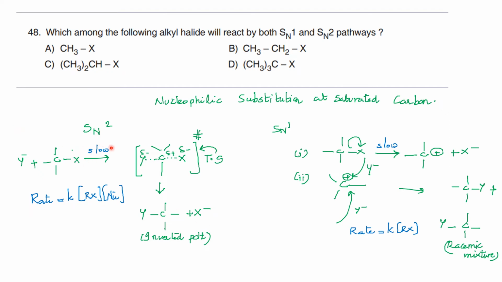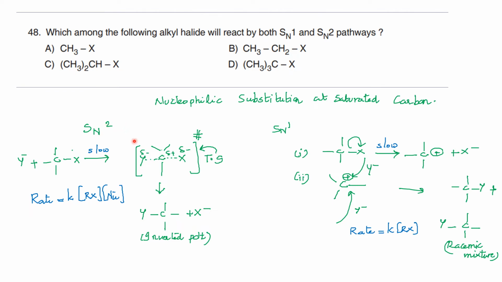Now, this is a single step reaction and that happens to be the slow step. Therefore, the slow step involves both the alkyl halide and the nucleophile. Therefore, the rate depends upon the concentration of both. So, 1 plus 1, that is 2. So, this is a bimolecular reaction. That is why the number 2 is given as the subscript. Sorry, superscript.